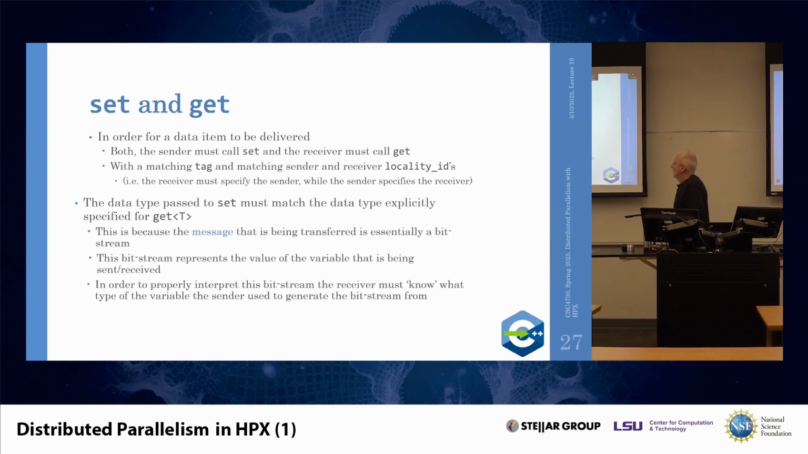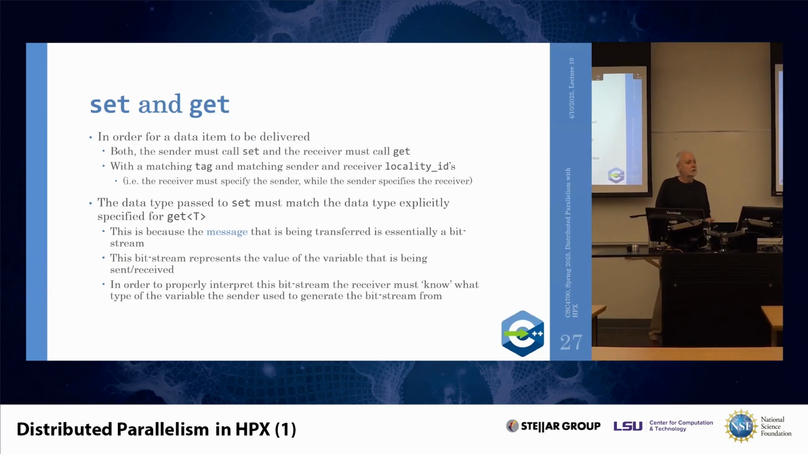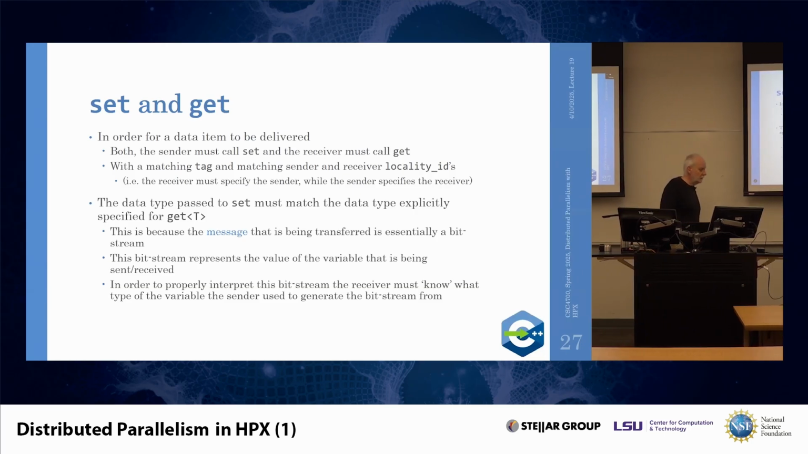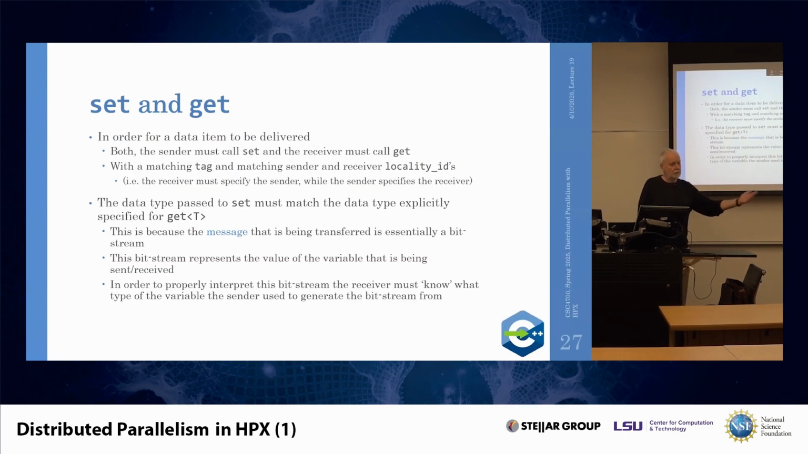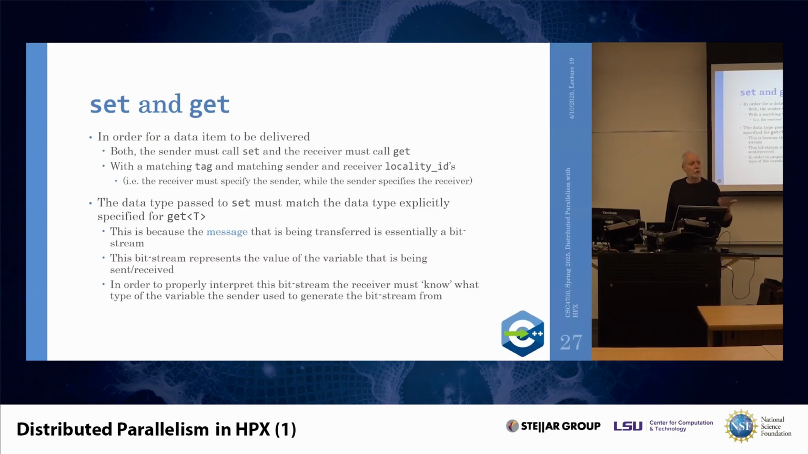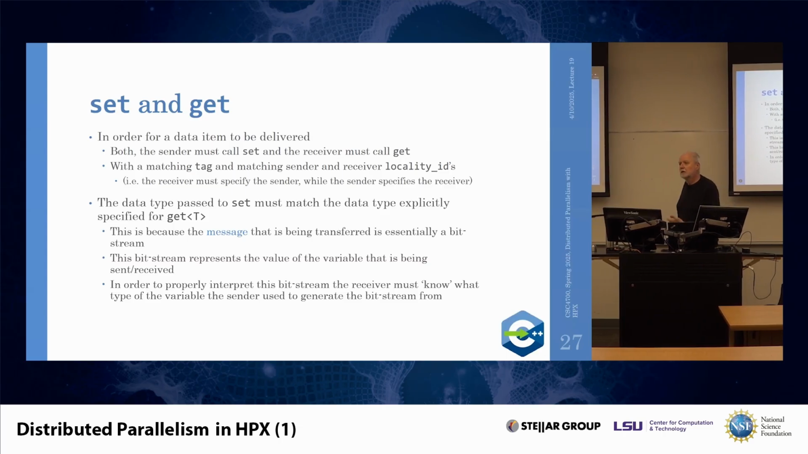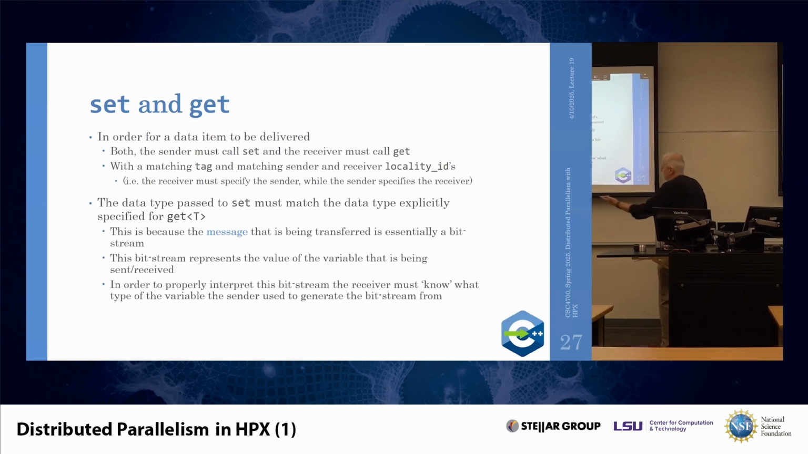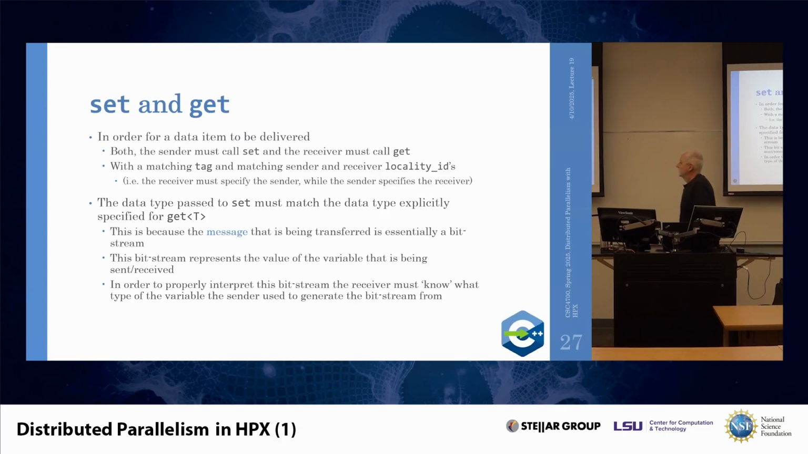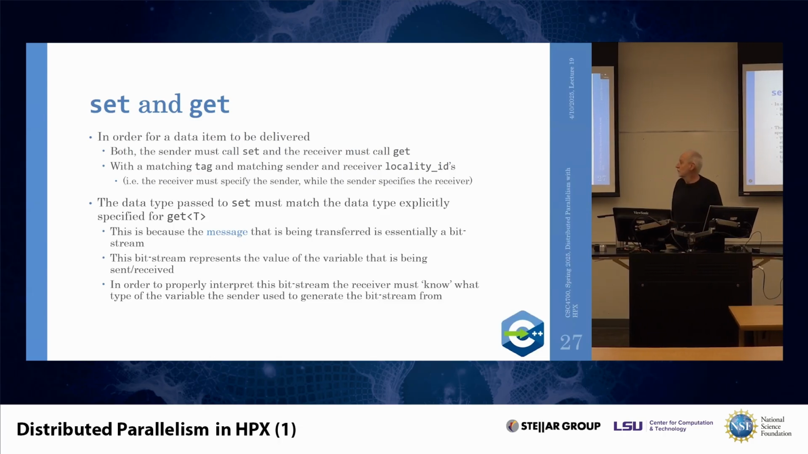The data type passed to set must match the data type explicitly specified on the receiving end. As I said, we have to have a means of finding out what that byte stream we receive represents. And the only way for the system to know what the byte stream actually represents is to tell get, please expect a T, expect an integer, expect a double, expect a vector of doubles, or whatever. Otherwise, the bit stream can't be properly interpreted on the receiving end. So the receiver must know what type of variable the sender used to generate the byte stream.